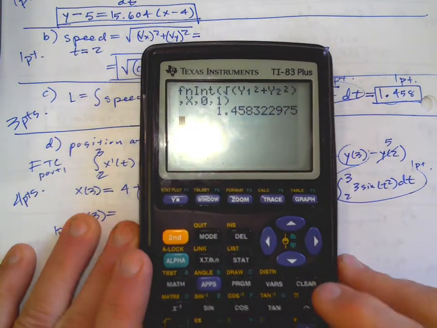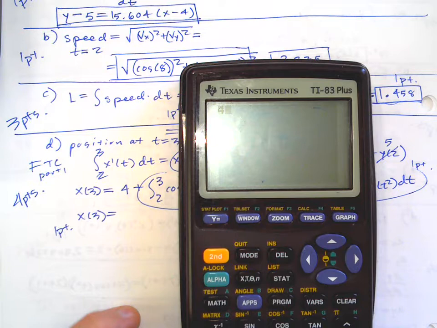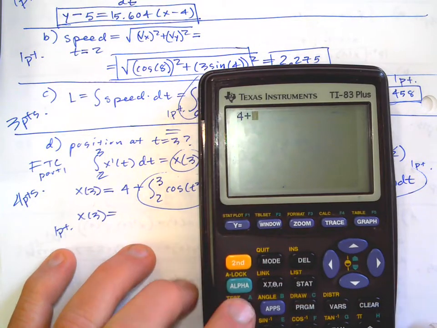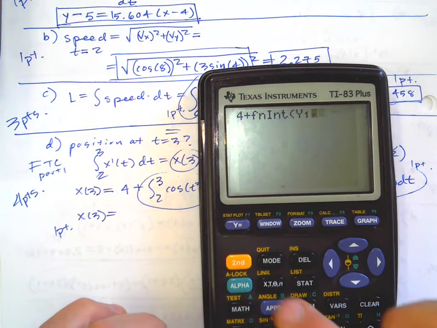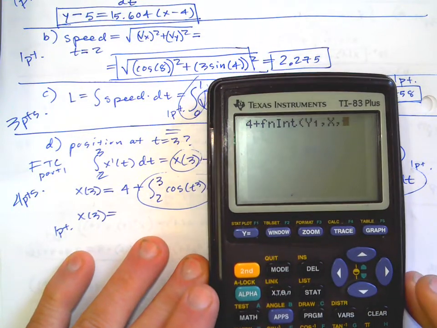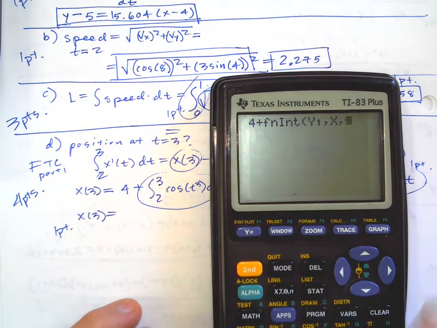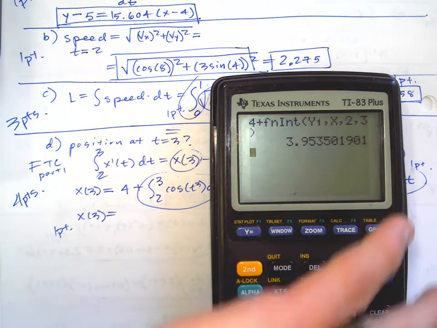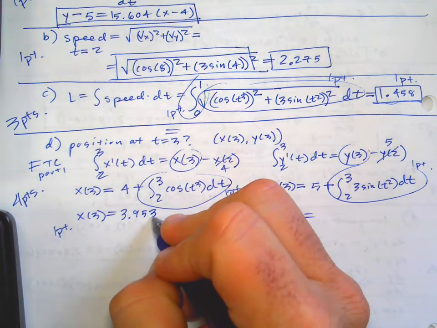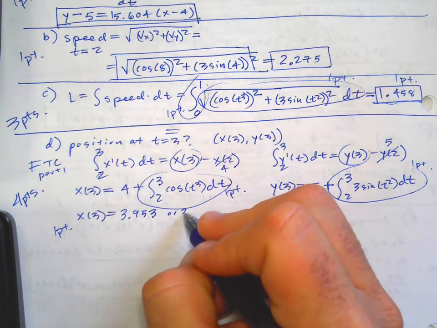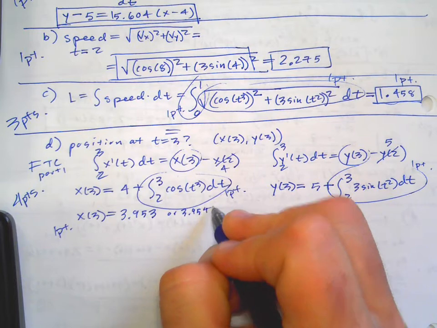So on my calculator, I'm going to do 4 plus math 9, vars, y vars, function y1 comma x. I think it paid off putting those into that y menu. 2 comma 3. This should be my answer. 3.953, or 3.954 if you really want to round.